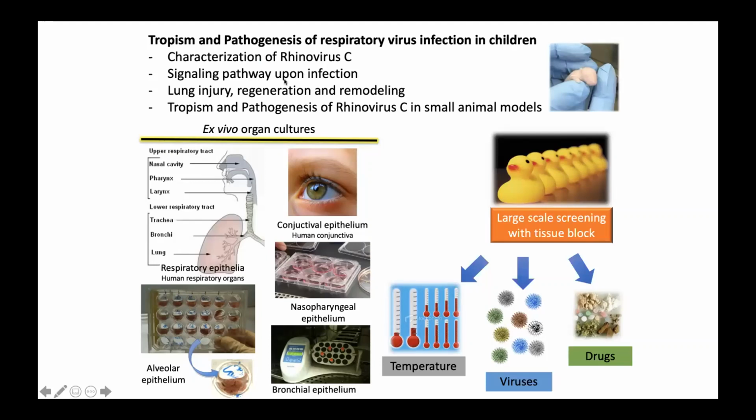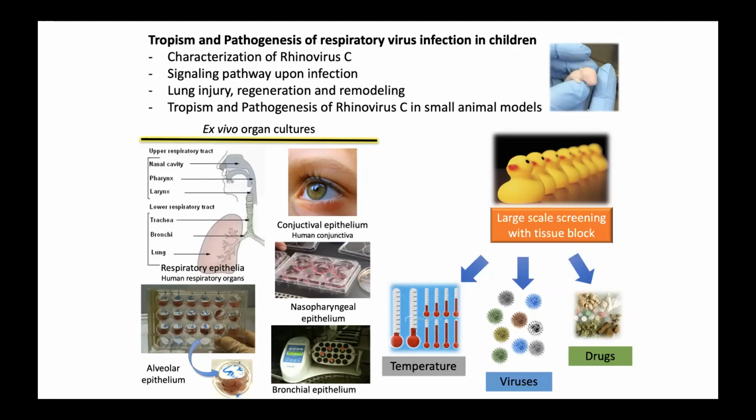And at the same time, from our patients and donors, we have obtained different kinds of epithelium, which is the outer barrier that interacts with virus all the time. So we study the conjunctival epithelium, nasopharyngeal epithelium, bronchial epithelium, and alveolar epithelium, which is from the top to the lower lung. So it represents different regions of infectivity using this model.